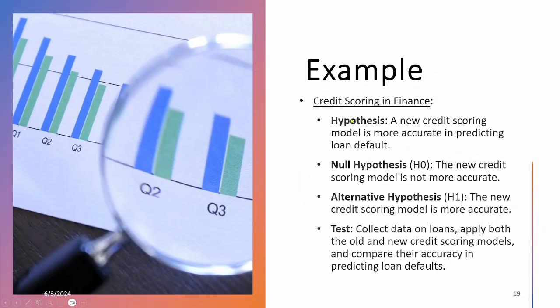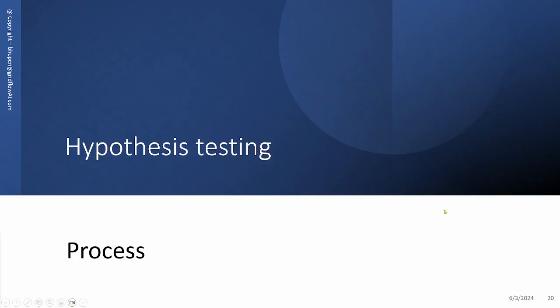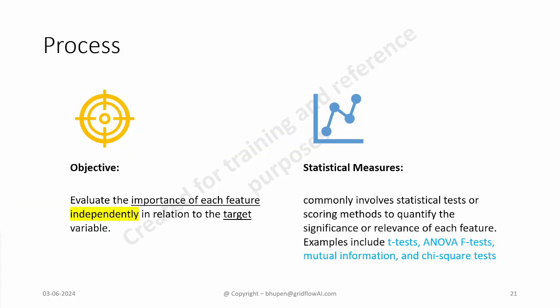Okay, so likewise, we can also talk about another example here, the credit scoring in finance. You would like to establish the relation within the data set, let's say collecting the data on the loans, and then apply the old and the new credit scoring model to see if the new model is better than the old model or not. So the process of hypothesis testing essentially is quite simple.